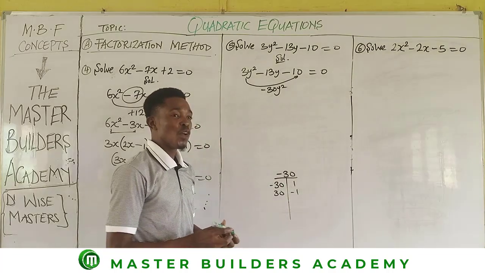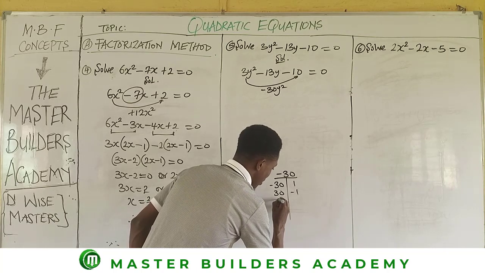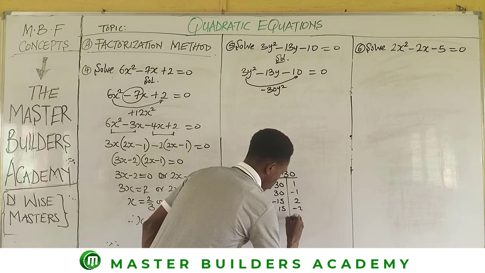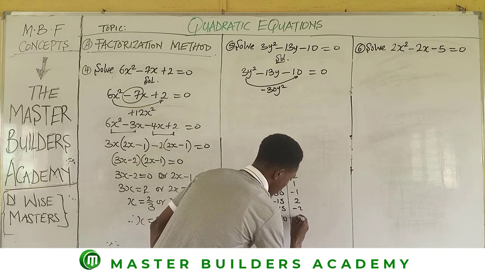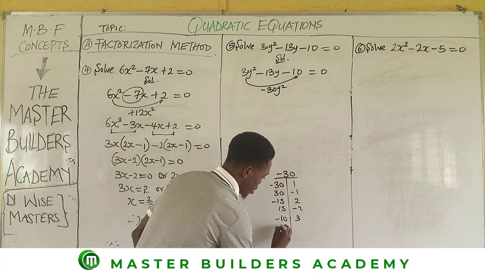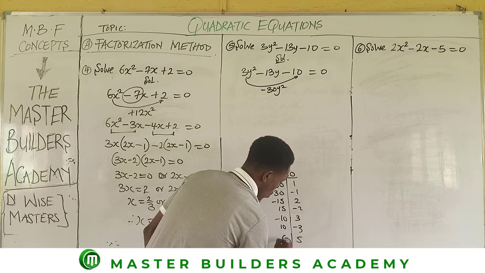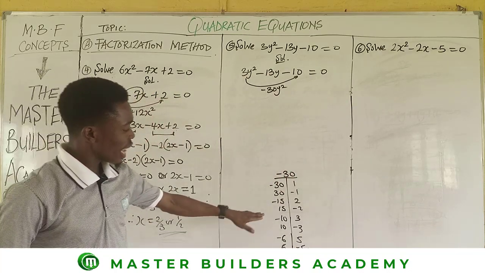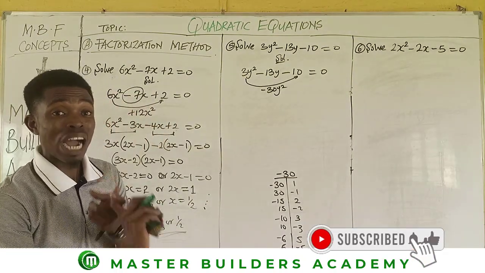This is the first factor of 30. Alright? Then also we have 15 times minus 2, or minus 15 times 2. Then we have 10 times minus 3, and minus 10 times 3. Then finally we have 6 times minus 5, and minus 6 times 5. So you see now 30 has about 8 factors, and all of these factors are not needed. We only need 1 out of 8.